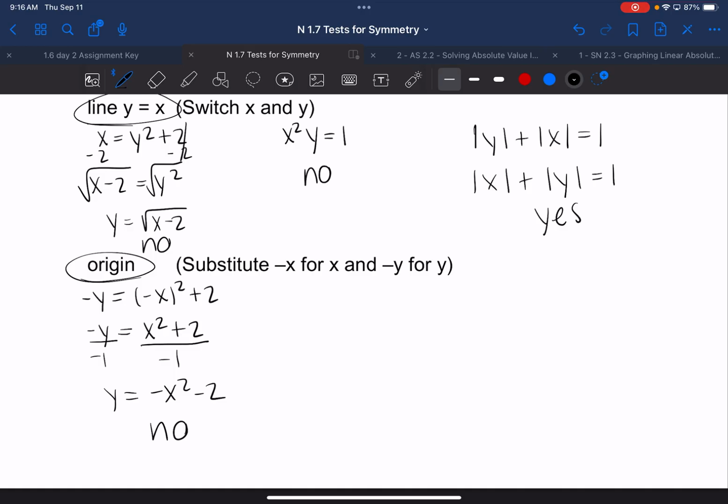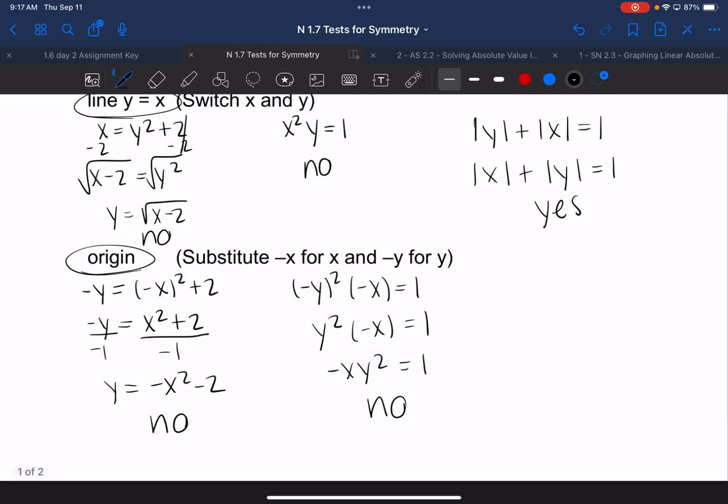All right, for that second equation, we'd have negative y squared times negative x equals 1. Well, again, I can square the negative y, and it'll become positive y squared. But when I multiply it by a negative x, it's still not going to look like the original, right? So this is what we got. Does not look like the original, so we'd have to say no there.